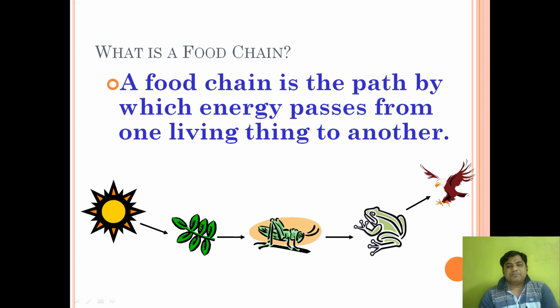Food chain is the path by which energy passes from one living thing to another. It means transfer of energy from one animal to another animal, or one living thing to another living being. As you can see in the figure, the sun is the source of energy, and the green plants produce their own food by the process called photosynthesis. Then the grasshopper feeds on the green plants, then the frog feeds on the grasshopper, and lastly the hawk feeds on the frog. This is the example of a food chain.